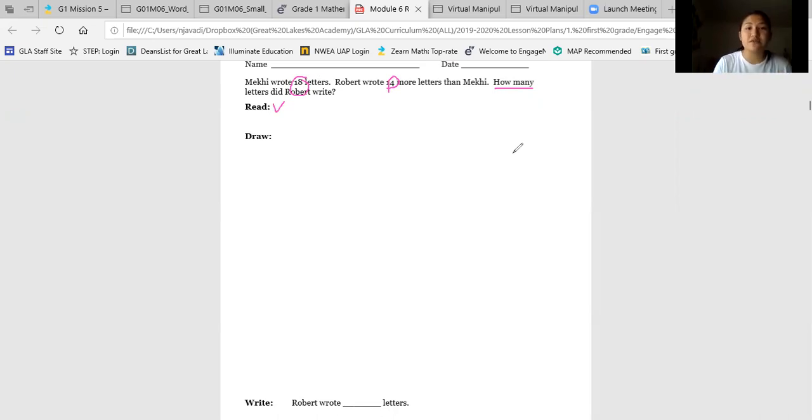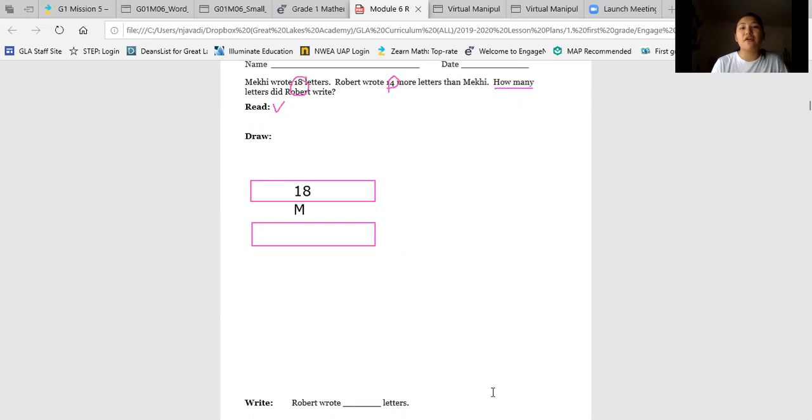Today, we're going to use a double tape diagram. So a double tape diagram is a tape diagram that you set up, and it starts like this with one bar, and then we put another bar next to it, or below it, sorry. How many letters did Mackay write? Let's go back to our problem. Mackay wrote 18 letters. So in my tape diagram, I'm going to write 18. I can't forget my label, and I'm going to label with M for Mackay.